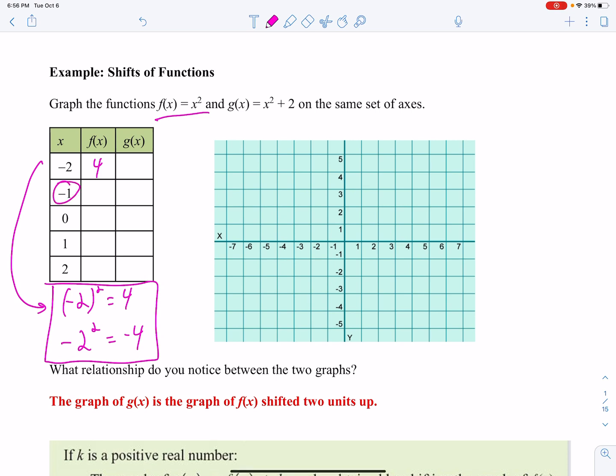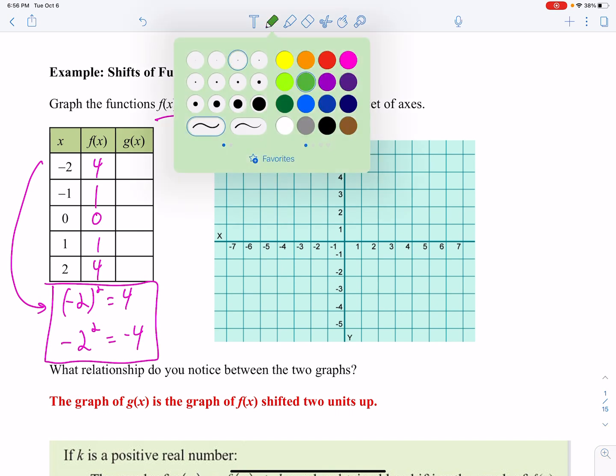Let's see, we're going to plug in a negative 1 into the function x squared. So again, same thing, negative 1 times negative 1 is positive 1. 0 squared is 0. 1 squared is 1. And 2 squared is 4. Okay, so we did that.